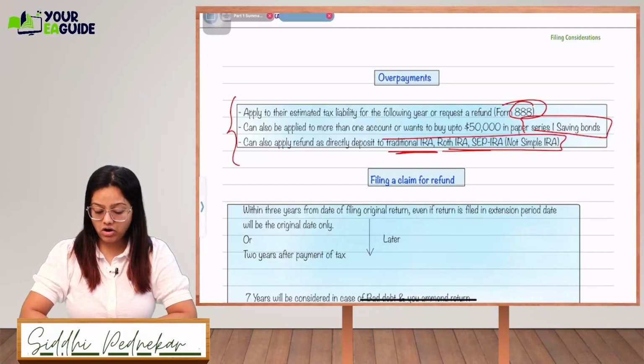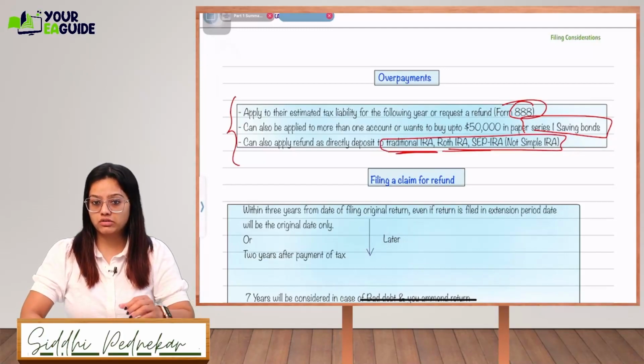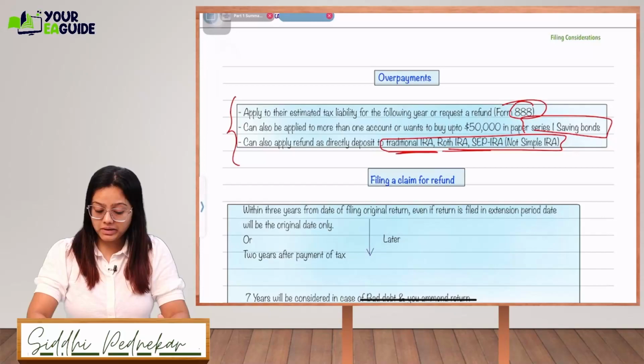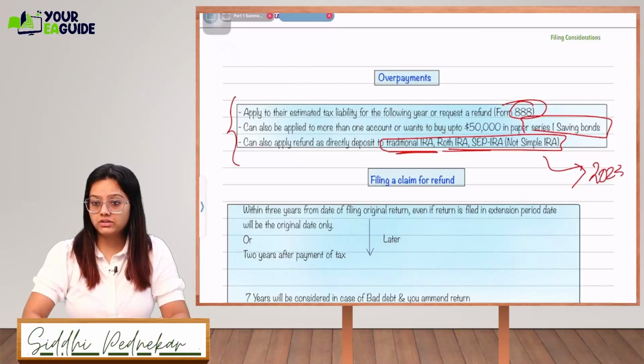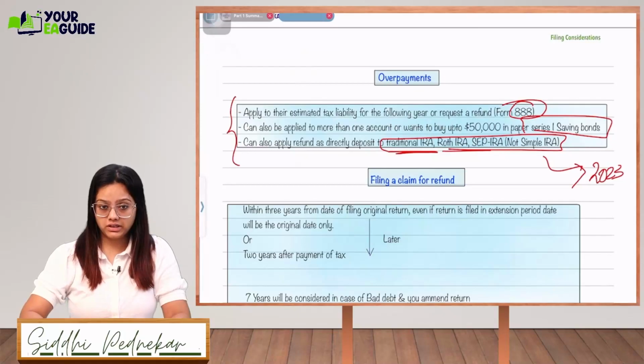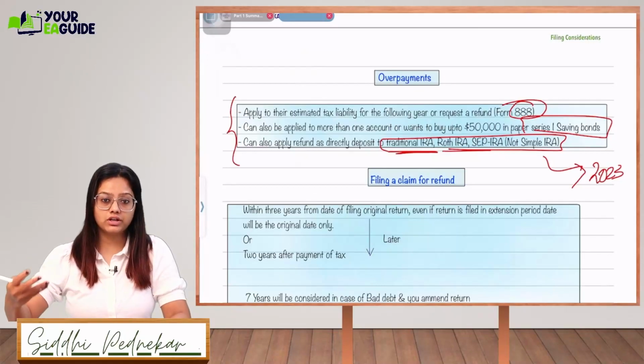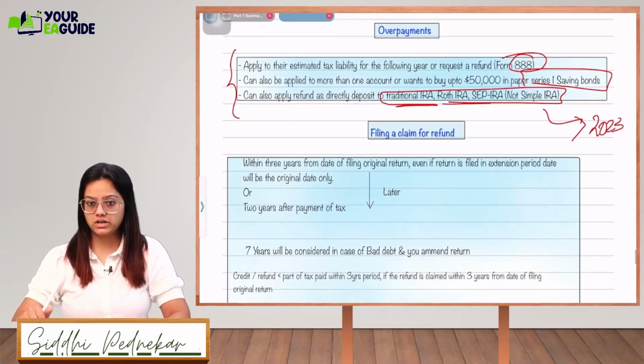So Roth IRA or any IRA, if you want to make the contribution for the next year, it will be considered as a contribution made in the 2023 tax year. Okay, if you are filing the return in 23 and you receive a refund, you directly apply it to the traditional IRA, it will be calculated for next year. Okay, that's the 6,000, 7,000 limit.